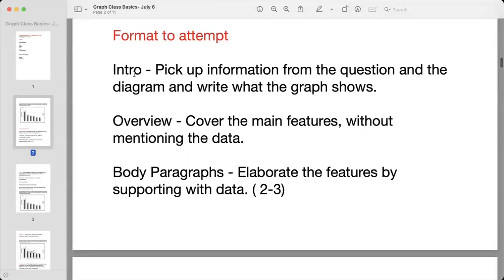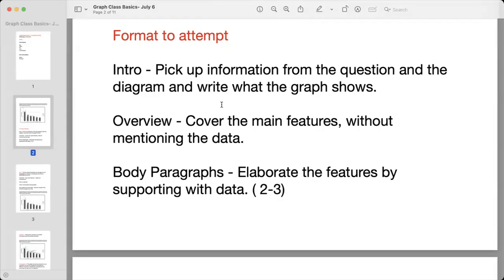My pattern or my structure of the graph is, first I write the introduction. Here I have just two suggestions for you. Pick up information from the question and the diagram and write what the graph shows. You don't have to go into any detail. You don't have to mention any features. You just have to tell what the graph represents to give the examiner an idea.